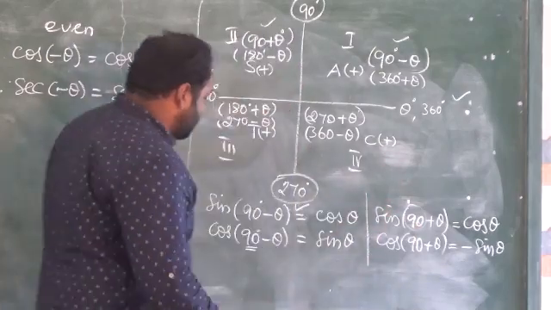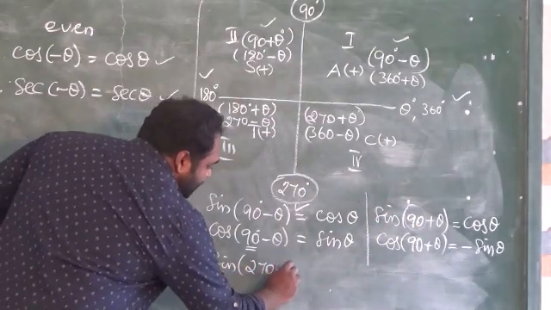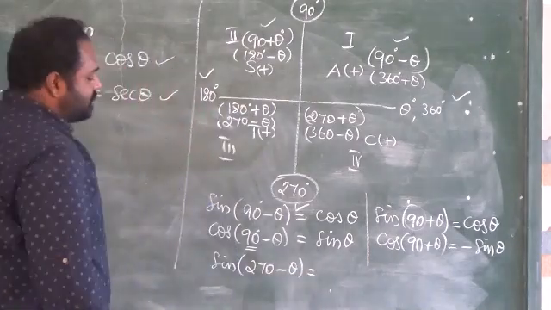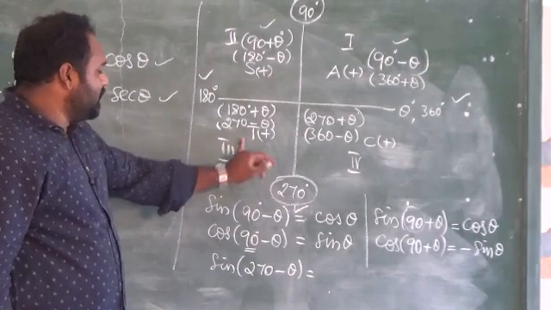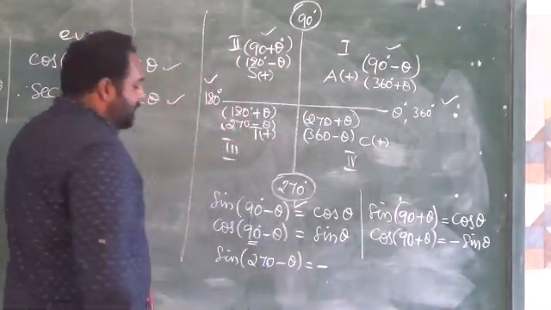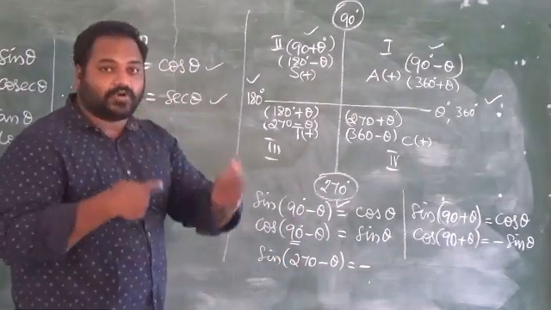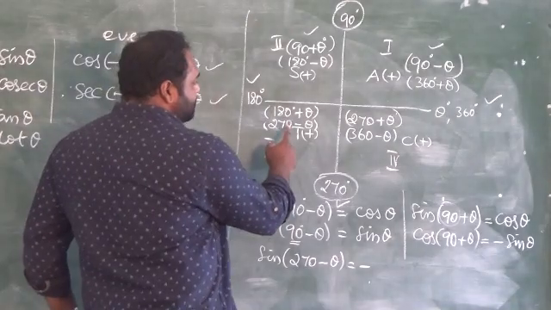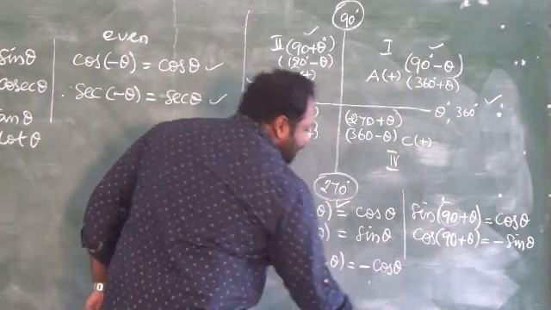Same like that, sine of 270 minus theta, which is in the third quadrant. In the third quadrant sine is negative, so minus. Then 270: I told you that with 90 and 270 we have to change the co-ratio. So after changing the co-ratio, sine becomes cos theta.